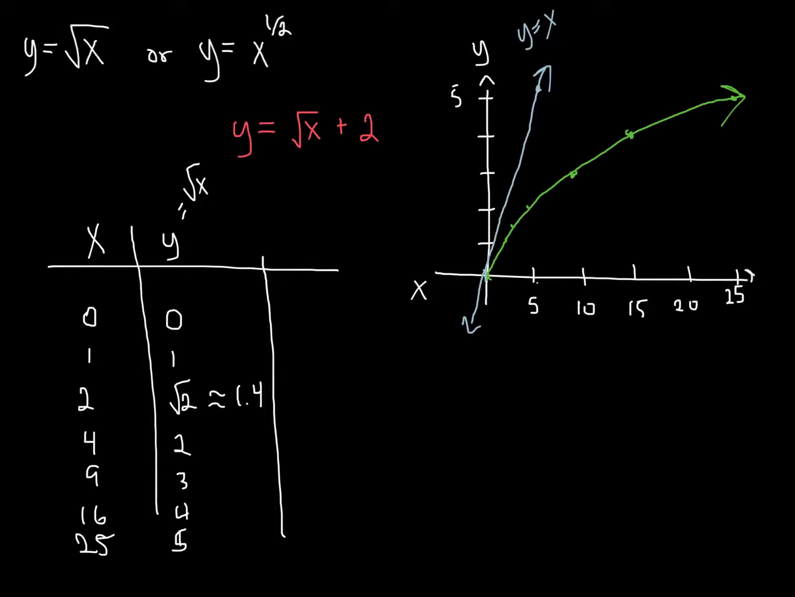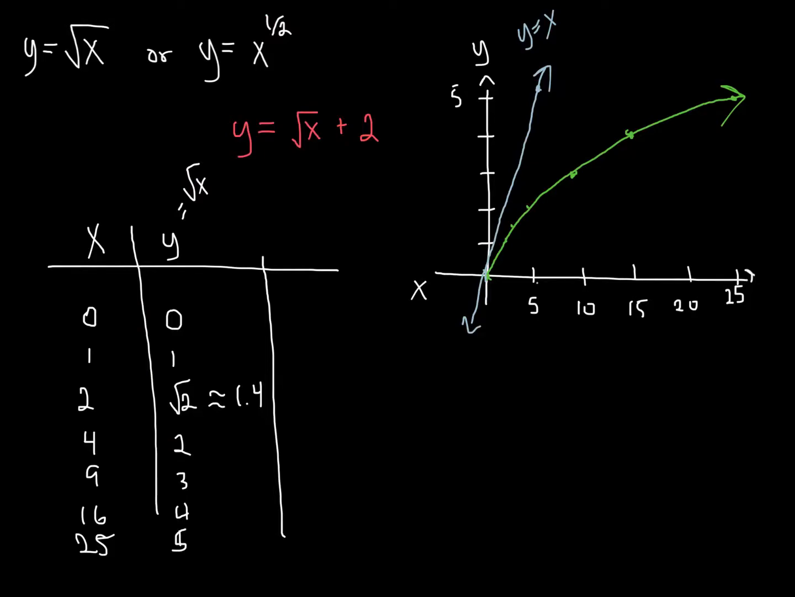Okay, I hope that went well. This should be pretty simple, right? Think about it. When you plug in an x value, so say I plug in 0, I'm going to take the square root of that x value, and then I'm going to add 2 to it. No matter what x value I plug in, I'm going to take the square root and add 2. So all the values that I found here, I'm just going to add 2 to each one.